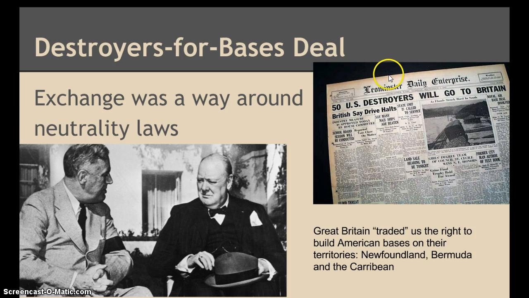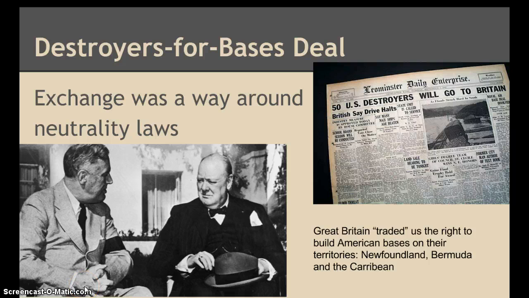And so I have the newspaper article from the time period, and I have here FDR meeting with Churchill to discuss this deal. So guys, put down what the deal was. We would give Great Britain 50 of our old destroyers. I'll show you guys a picture. And then Great Britain, in exchange, would let us build naval bases on Great Britain controlled territories such as Newfoundland, Bermuda, and the Caribbean.